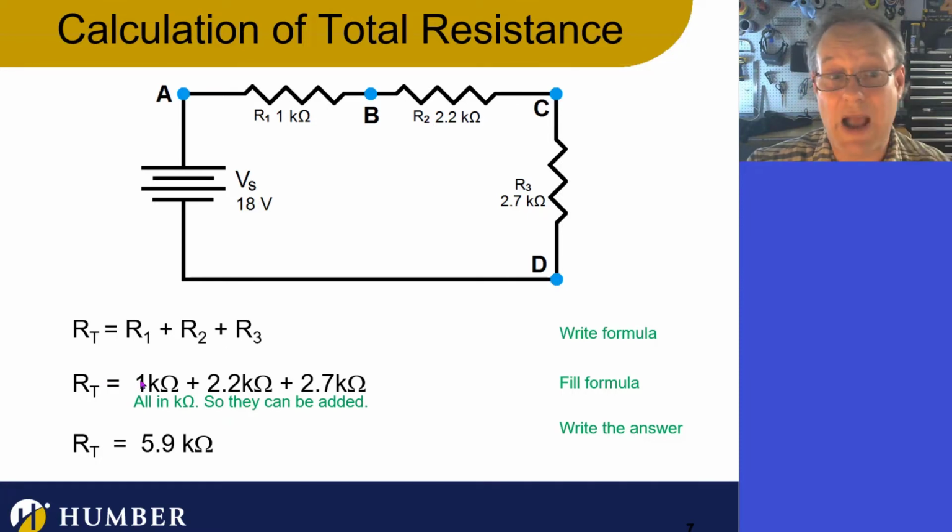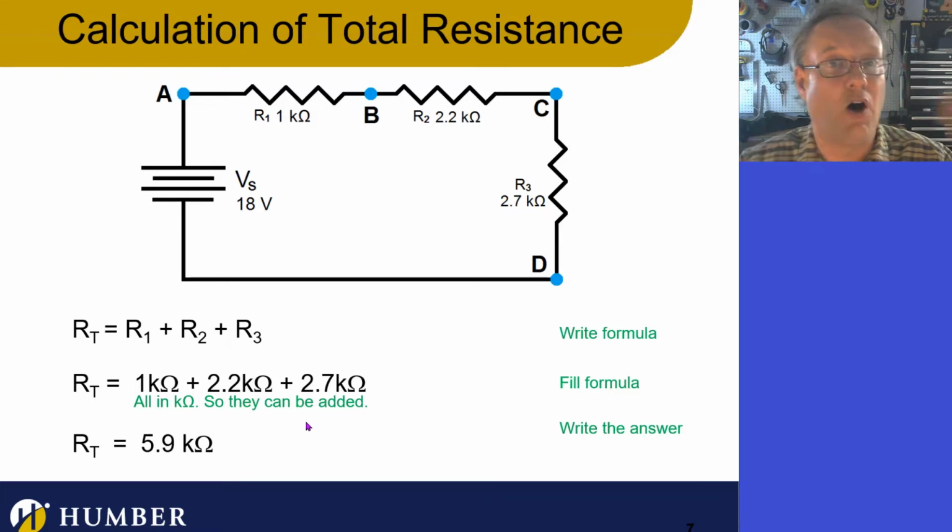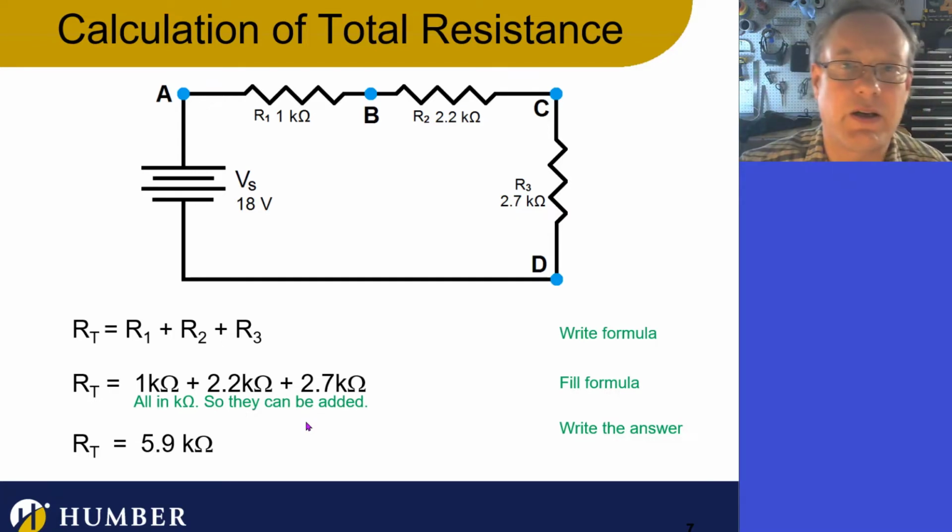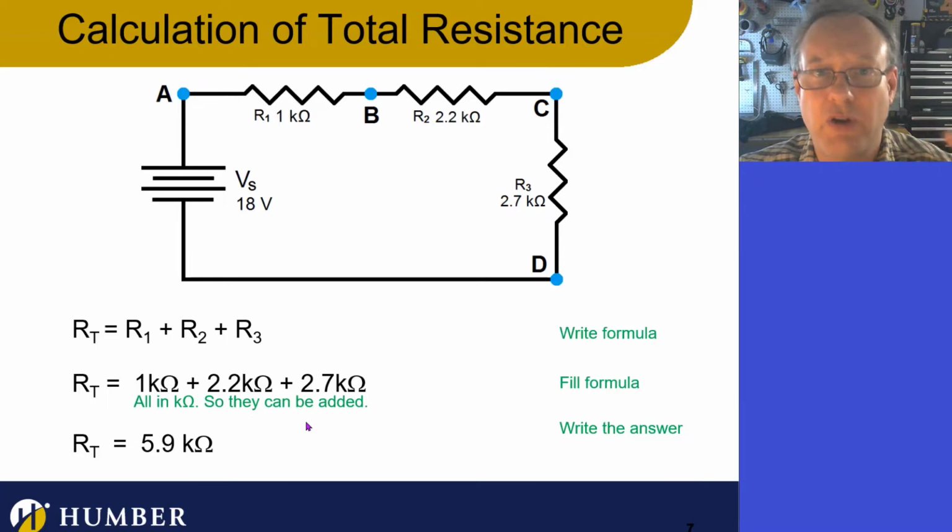I could just put bracket 1 plus 2.2 plus 2.7 bracket kiloohms. That's it. Because you can add kiloohms to kiloohms, but you can't add kiloohms to ohms. Or you can, but when you do it on your calculator, you have to use engineering notation. Okay, good. Here we go.